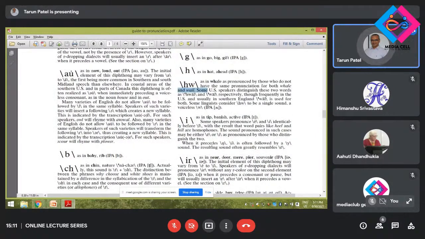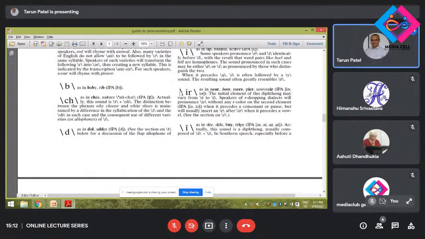Similarly, the vowel as in tip or banish or active, wherein some speakers pronounce the two vowels identically before L, right? With the result that word pairs like hill and hill are homophones. And the sound pronounced in such cases may be either one as pronounced by those who distinguish the two. Similarly, the vowel with R, as in near, dear, mere, peer, souvenir, right? So it's the phonetic or IPA symbol. And the initial element of this diphthong may vary.